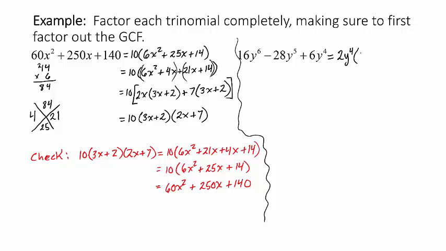2y to the 4th times 8y squared is 16y to the 6th. 2y to the 4th times minus 14y would give us negative 28y to the 5th. 2y to the 4th times 3 would give us 6y to the 4th. Okay, now that we have the GCF pulled out, now we're looking to utilize the AC method on the remaining trinomial of 8y squared minus 14y plus 3.